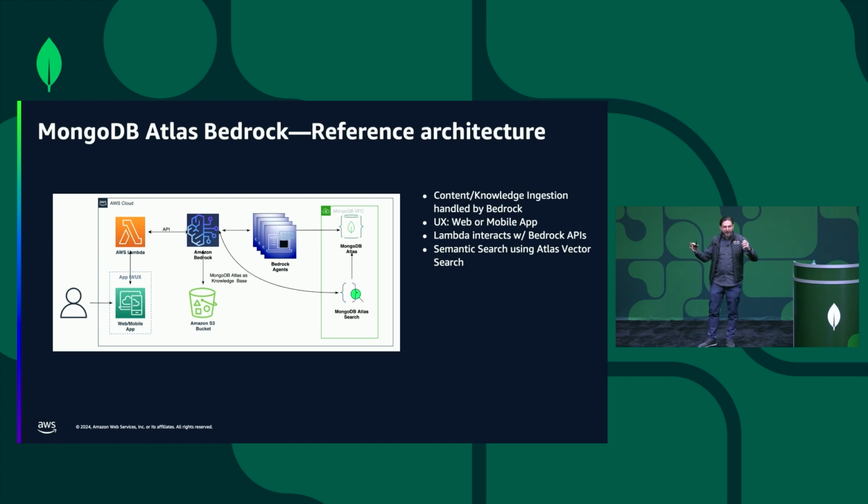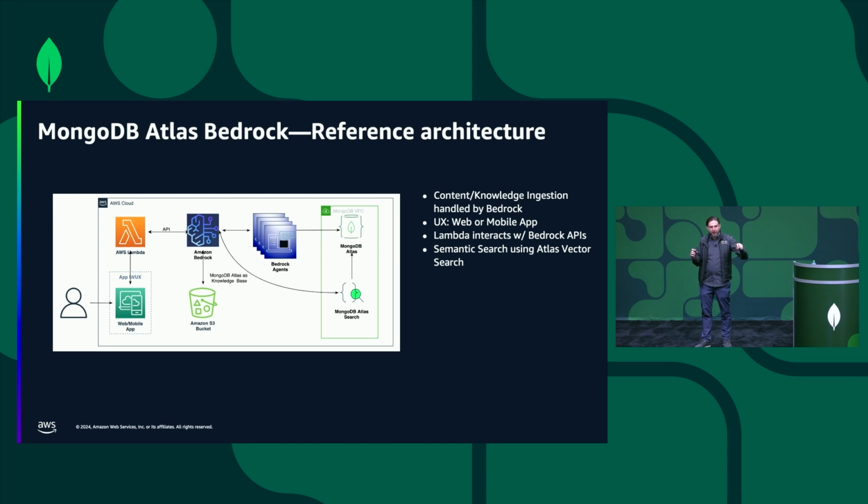And then this is a slide that puts it all together, what a reference architecture will look like with MongoDB Atlas and Bedrock. So you have your front end, in this case a mobile application or a web application. Let's say it's a Lambda, some sort of compute, and it interacts with the Bedrock APIs. If you configure Atlas as a knowledge base, the contents come from an S3 bucket. You will be responsible for pushing that into an S3 bucket. Bedrock takes care of the rest.